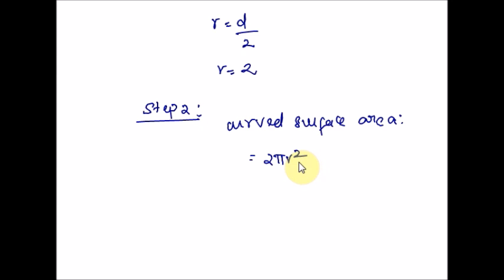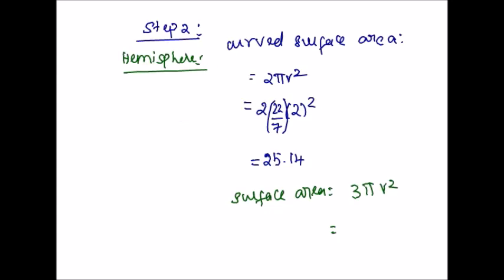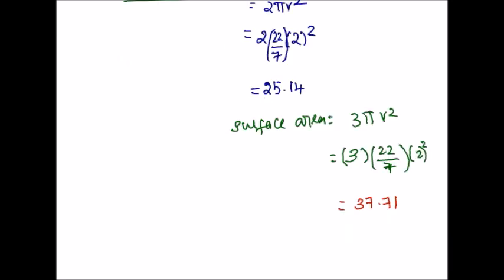So let's find the curved surface area first. Replace r by 2. Replace pi by 22/7. I'm getting 25.14. Now let's find the surface area of the hemisphere with the base. Replace r by 2 here and pi by 22/7. So the surface area of the hemisphere is 37.71. Now let's find the surface area of a sphere.